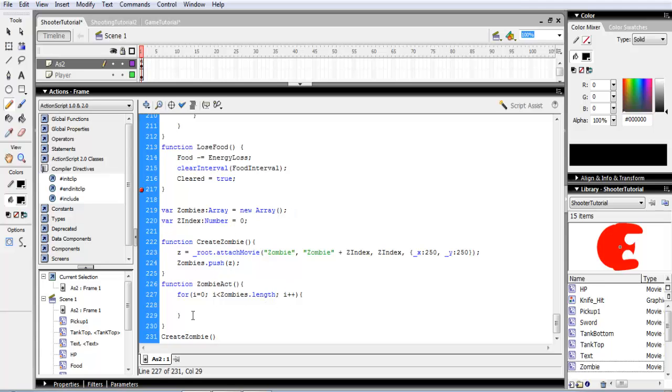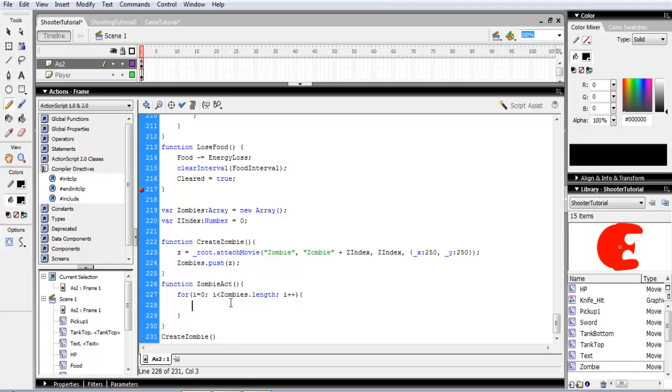Then we want i plus plus. So then i would equal 1. So it just loops round. And how this works to do stuff is you could put zombies[i].x plus plus. That means zombies i, the one it has looped at, are plus by x, so it'll move along the screen.